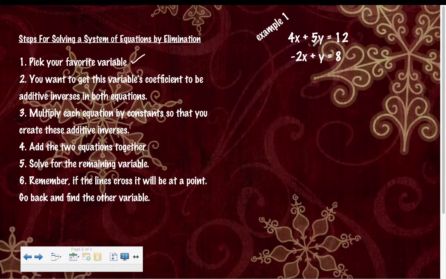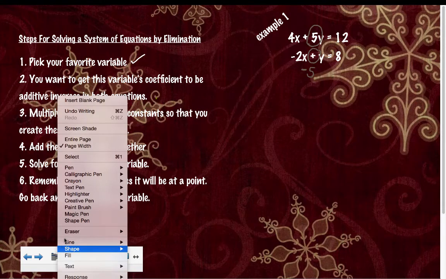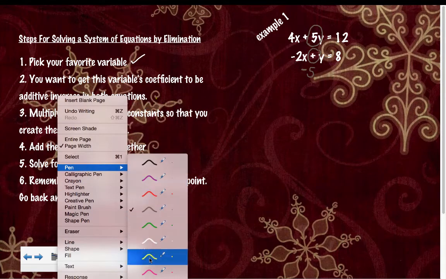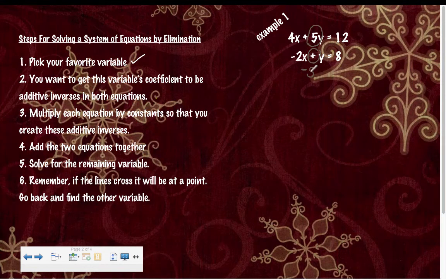In this equation, the coefficient is 5. So in my second equation, I want that coefficient to become a -5. So let me get a better pen here. So how am I going to get that to be a -5? We multiply each equation by constants so that we create additive inverses.